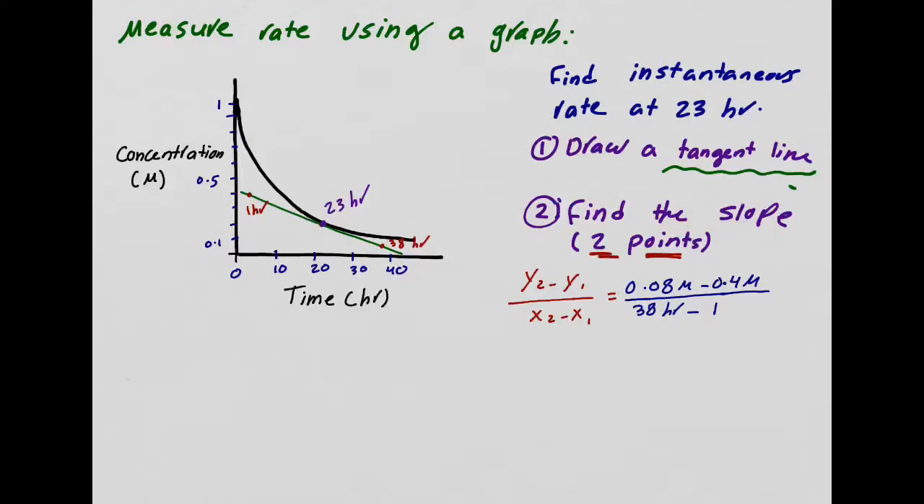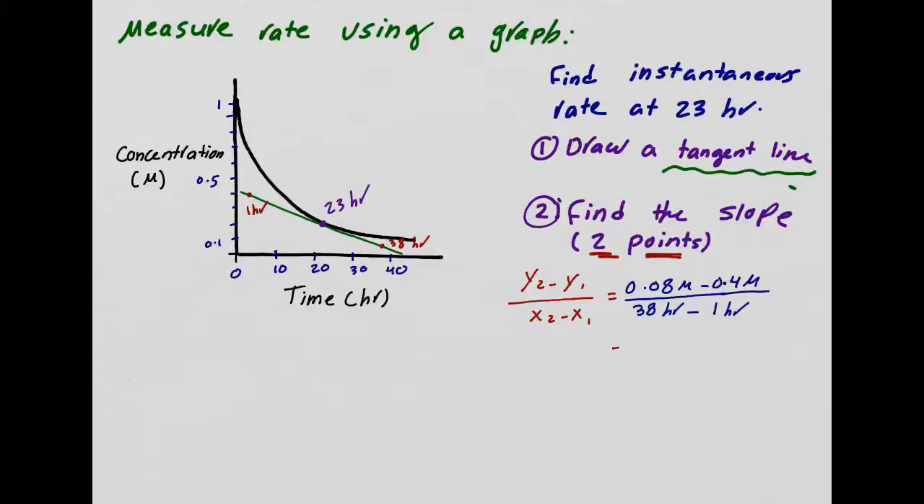You know how to find a slope. You find 2 points on that straight line. Okay? You find 2 points on that straight line. y2 minus y1 over x2 minus x1. Okay, so my y will be my concentration. So 38 hours minus 1 hour, and I have to find the concentration. At 38 hours, the concentration is about 0.08. At 1 hour, the concentration is about 0.4. Yeah, okay.